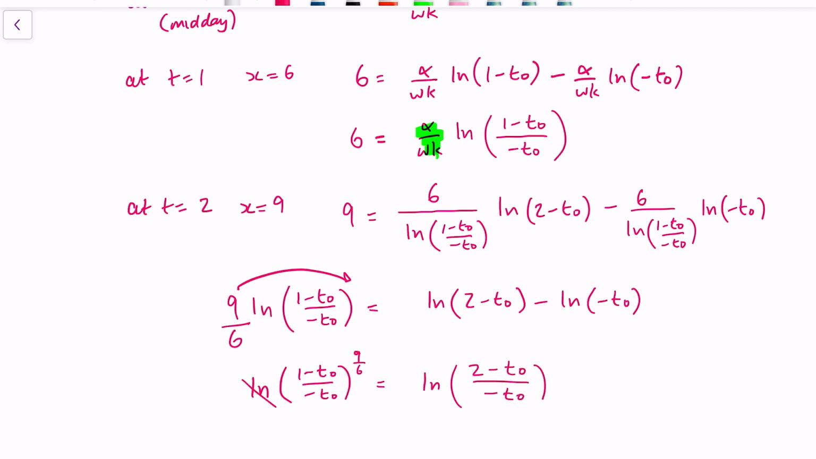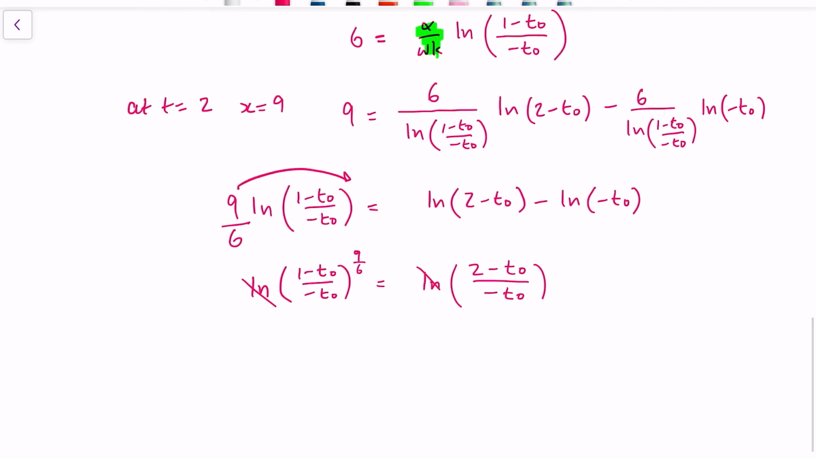Now I can cancel off the logs on both sides by taking e to the power on both sides. And now I've just got to decide how I solve this problem. So 9 over 6 is 3 over 2. So if I square both sides, I'm going to end up with (1 minus T naught over negative T naught) all cubed equals (2 minus T naught over minus T naught) all squared.